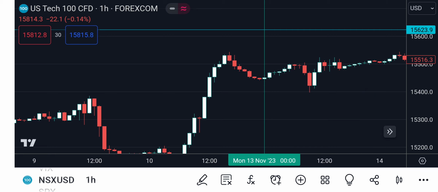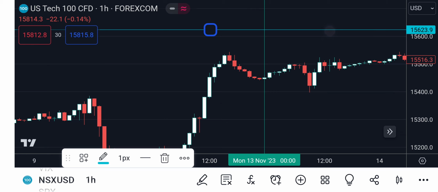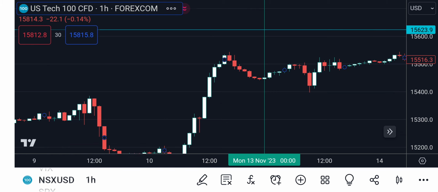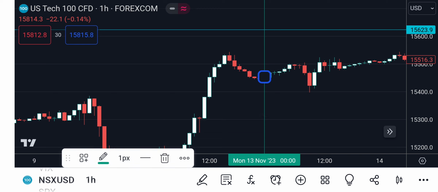I mark those, which I did here with this sky blue line, that blue line. And then secondly, I mark my New York opening. Where is my New York opening gonna be? Which is here around 12 midnight.